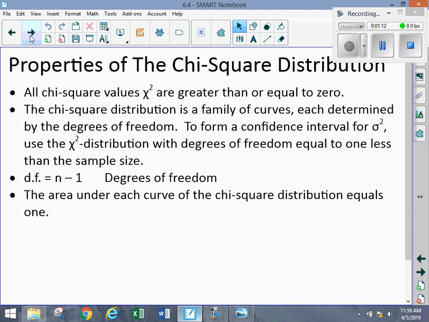All chi-square values are greater than or equal to 0, so you will never have a negative value. The chi-square distribution is a family of curves, and the curve changes depending on the sample size, which is what determines your degrees of freedom. We'll have a picture of it later so we can talk about it more. And as with any probability distribution, the area underneath your curve is equal to 1. If the area underneath the curve is not equal to 1, it is not a probability distribution.